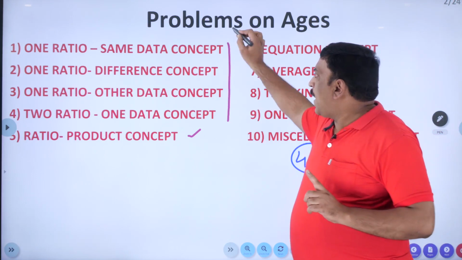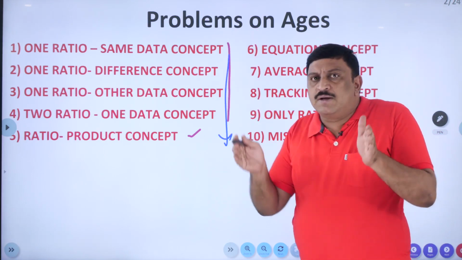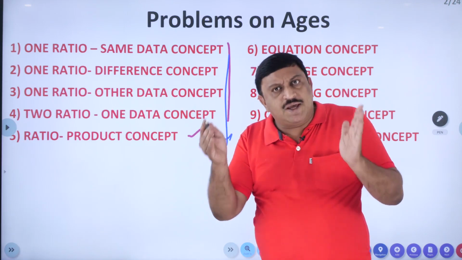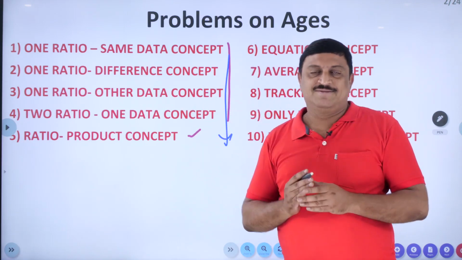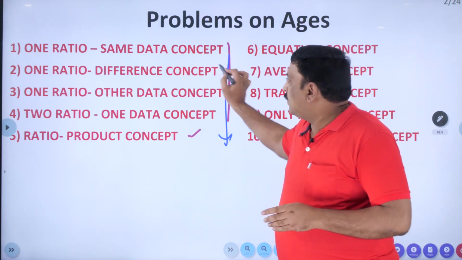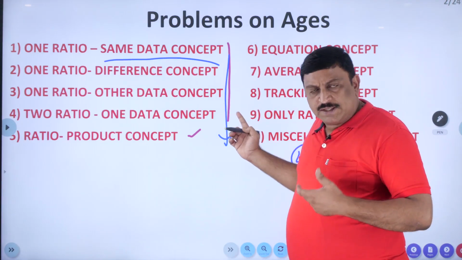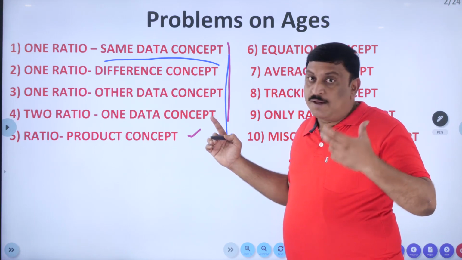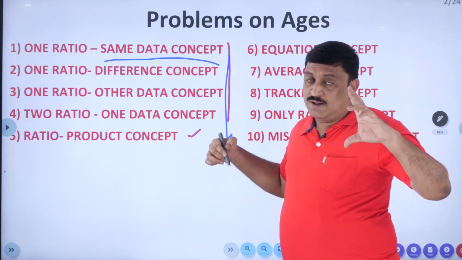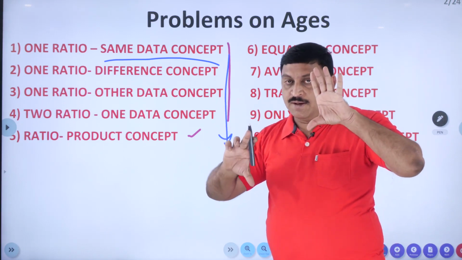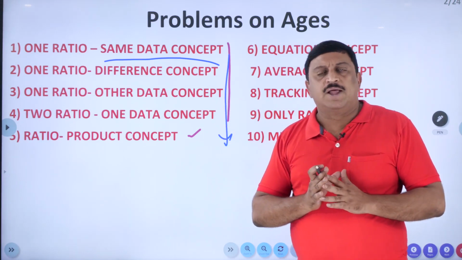And the only backbone of this entire topic is that the difference between two persons will always be constant, right? With that same difference concept, we have done the last one also, that is the difference between mother and father, Aisha, like that, is it not? There also the constant is there. Okay, this is what the entire ages.